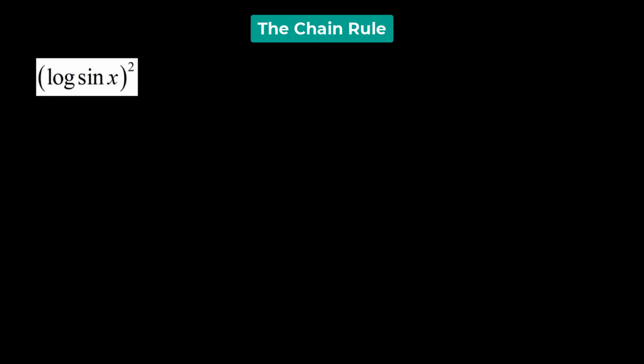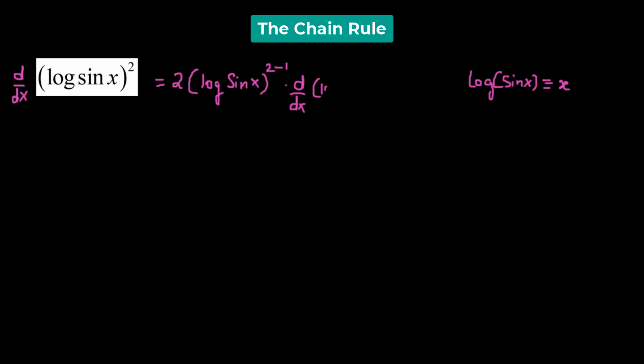So here we have log of sine x, whole square. Let's try to find its derivative with respect to x by using the chain rule. So this time we're going to assume that log of sine x is equivalent to x, and then we have to find the derivative of x squared. By using the power rule, we have 2 times log of sine x raised to the power of 2 minus 1, multiplied to the derivative of our assumption, which is log of sine x. This will be equal to 2 times log of sine x multiplied to the derivative of the logarithmic function. Now we have log of sine x.